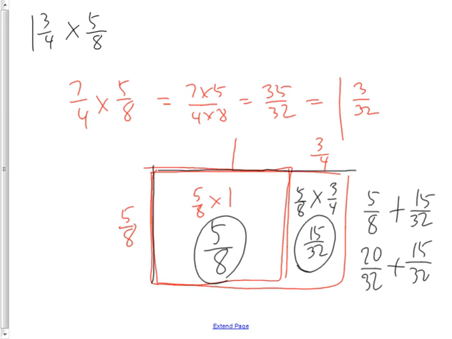What would my numerator be if I add those together? 35 over 32, which would ultimately give me the exact same answer.